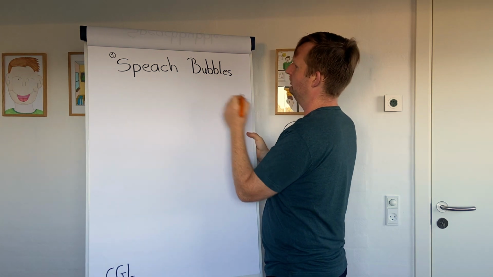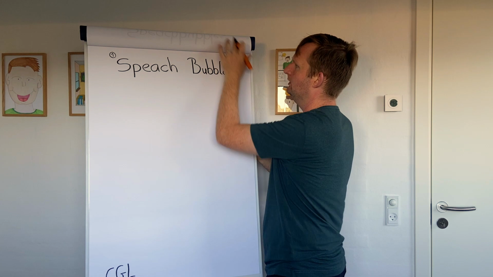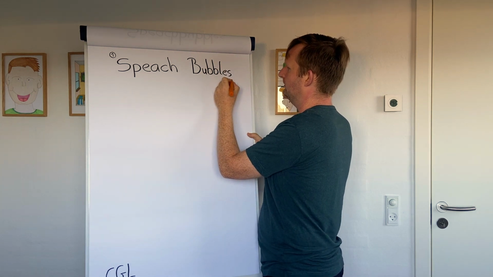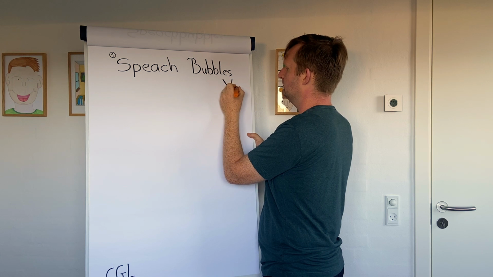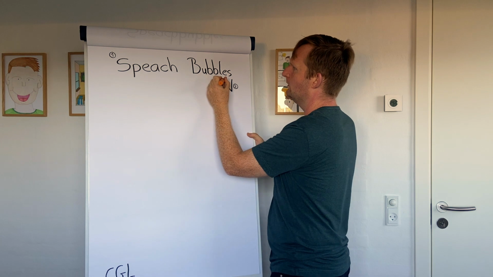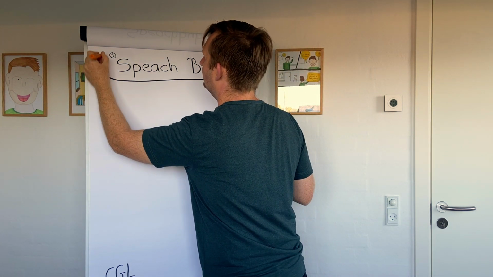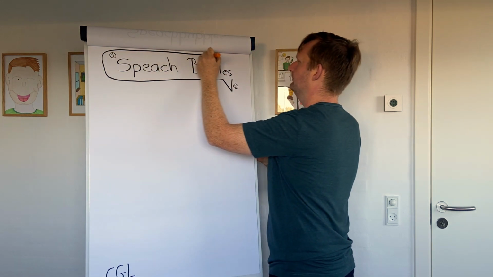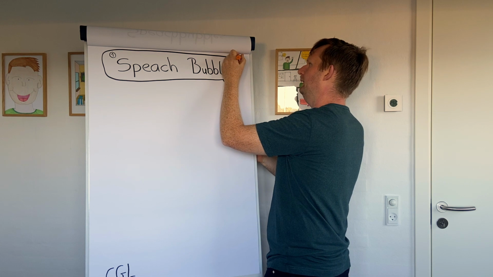Step two is, so where is the speech coming from? Is it this side, in the middle? So right now I'll just do it like this. So that's step two. And then step three is making it all the way around. So that's kind of the classic speech bubble.